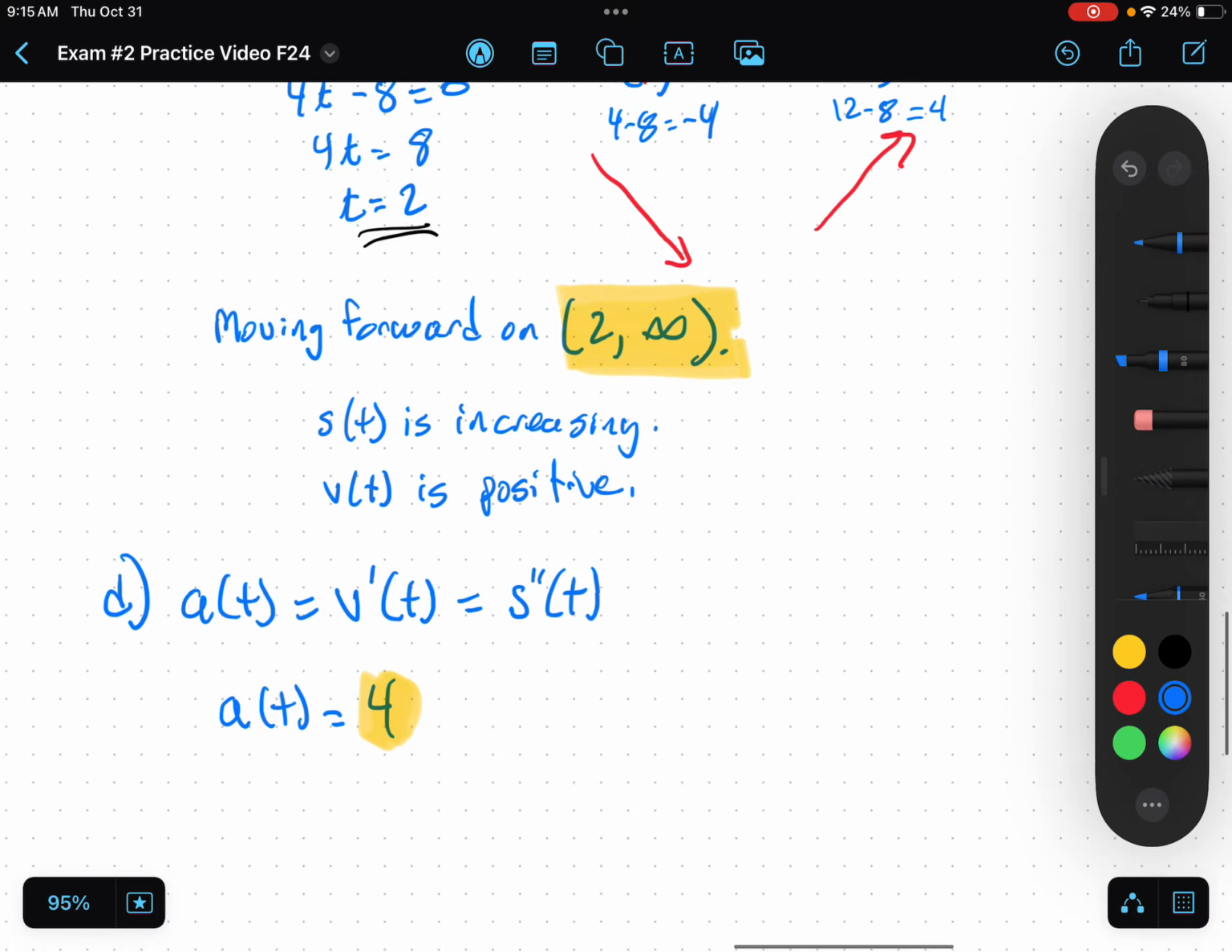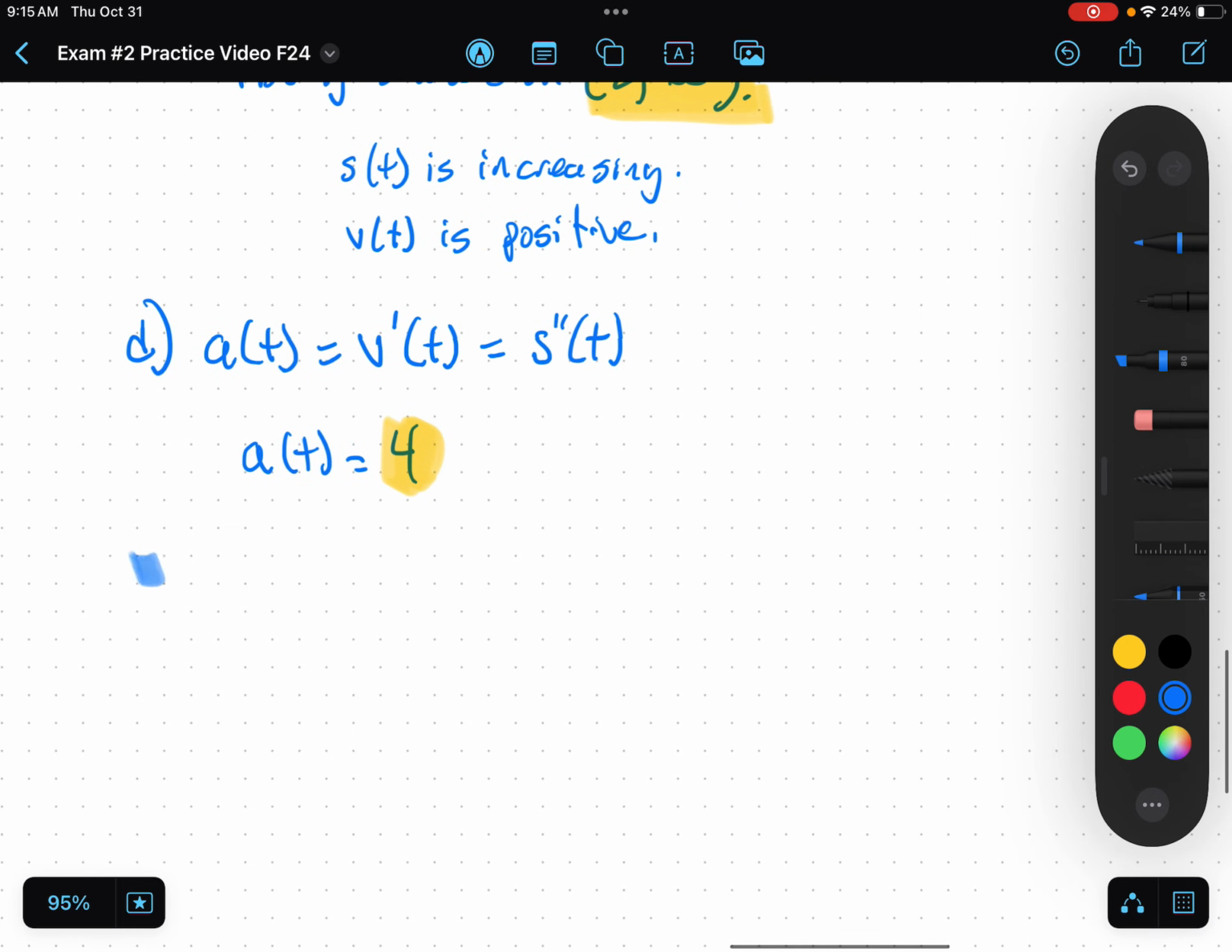Letter E is just asking what is a of 4? Well, don't freak out here. There's nowhere to plug the 4 in. The acceleration is always 4, so the answer here is 4 as well. Okay, a constant function just has a constant for the value.